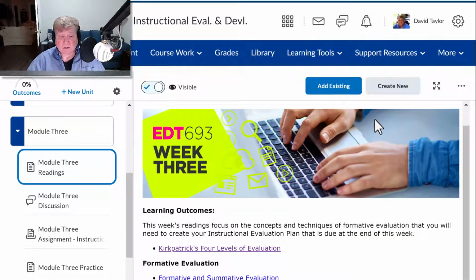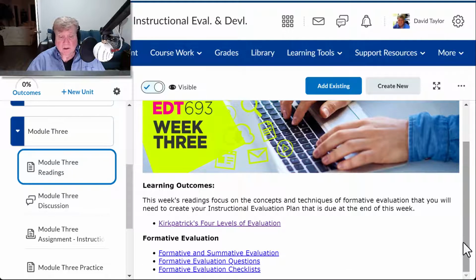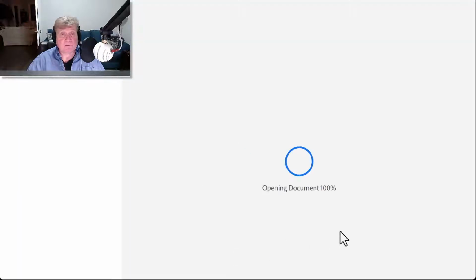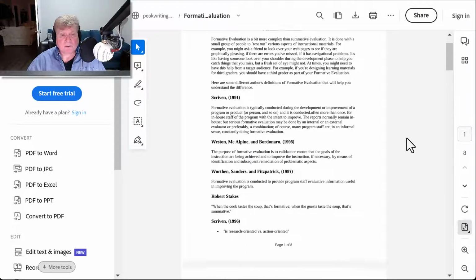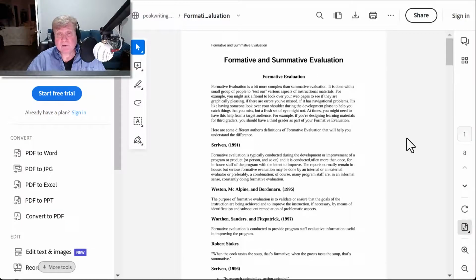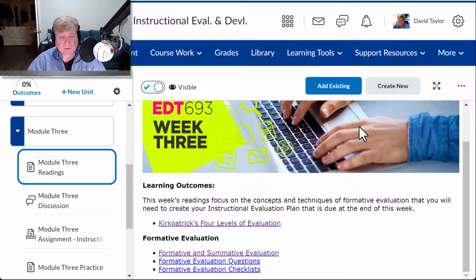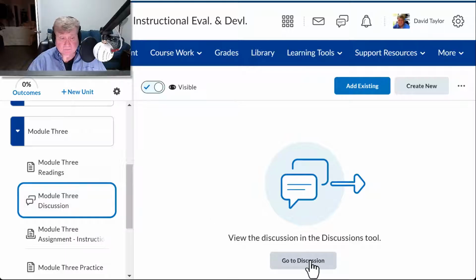So that's the deal on Kirkpatrick, and there are some additional, let me pull this up. There are some additional resources here that you can read more about the differences between formative and summative evaluations. You might want to especially bookmark some of these resources so that you can refer to them as references in the essay that you'll be writing this week on instructional evaluation. So take note of those resources. Those are your readings.